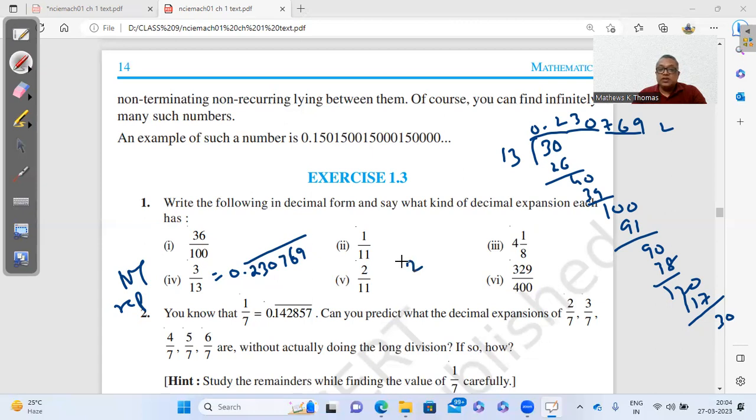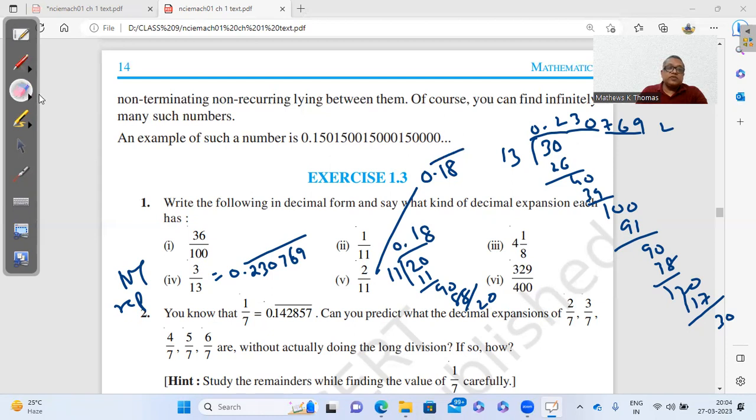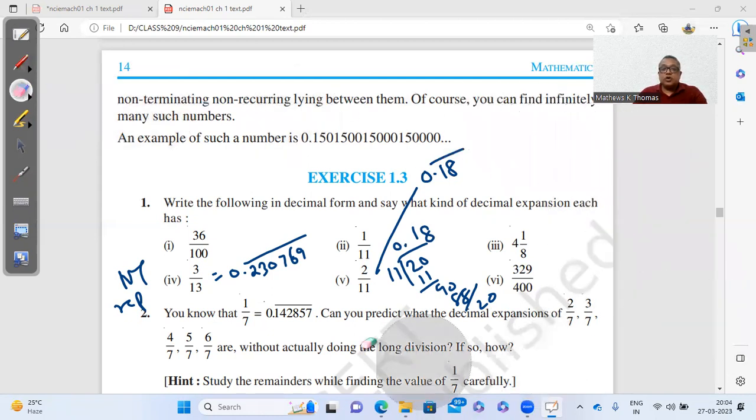Next one, 2 by 11. This is slightly simple. 2 by 11, 0.11 1s are 11, 90, 11 8s are 88. Now I'm getting 20, 11 1. So 0.18. So 2 by 11 will be 0.18 recurring. That is 0.18 bar. So what type of decimal expansion is it? It's going to be a non-terminating repeating number. Okay, so 2 by 11 is non-terminating repeating decimal expansion.